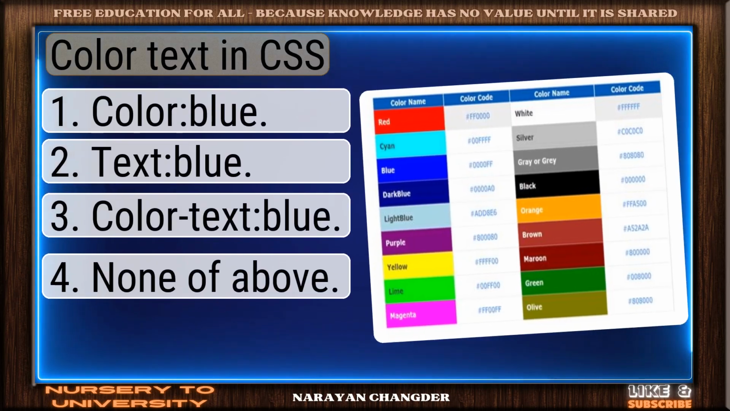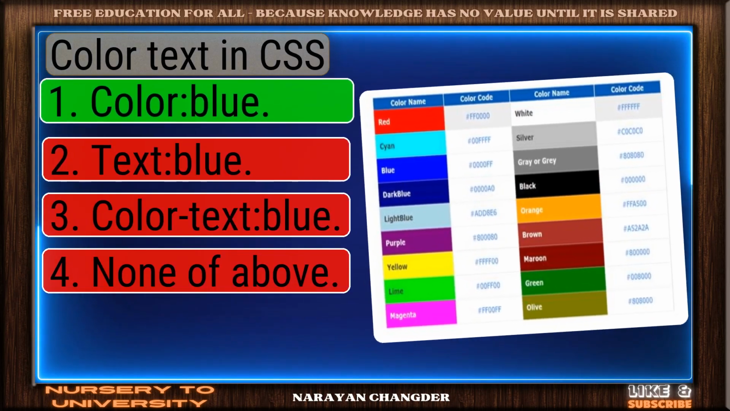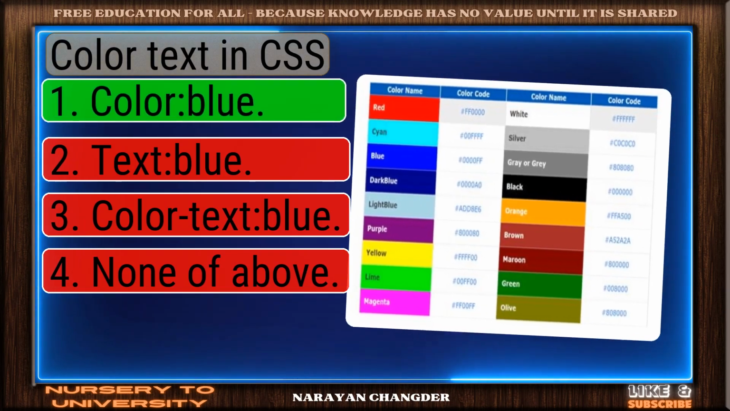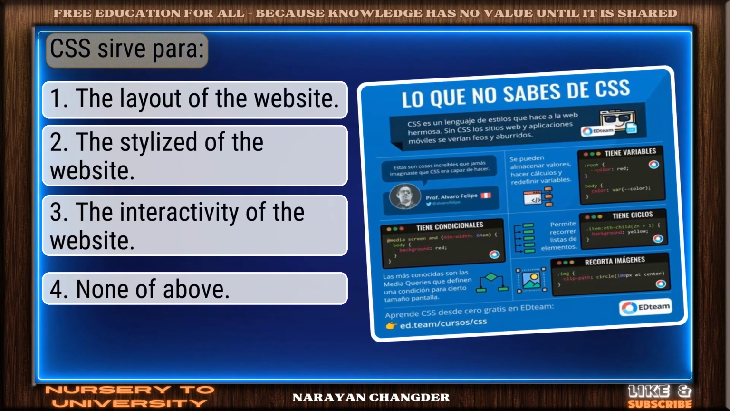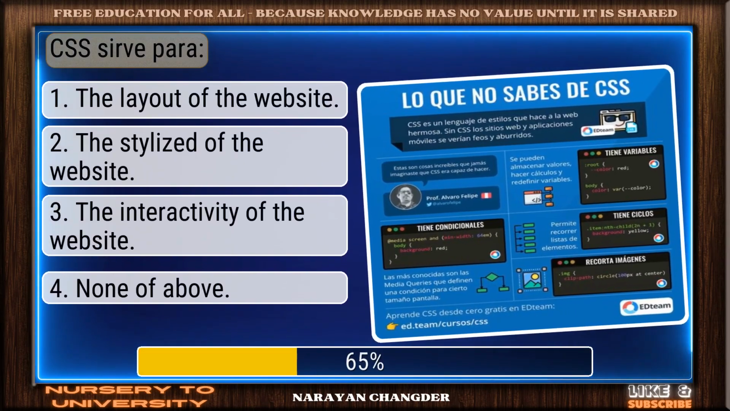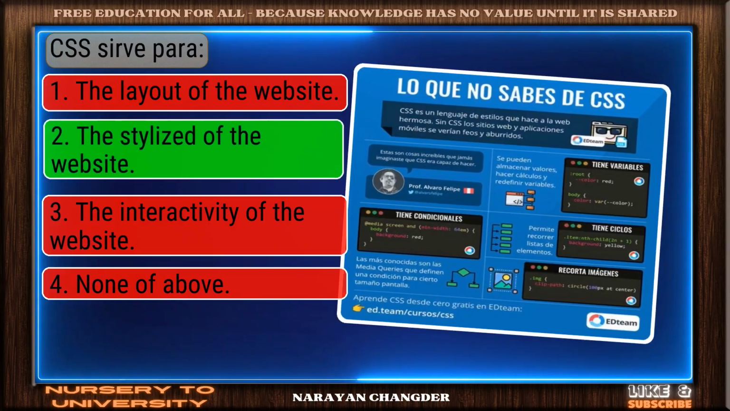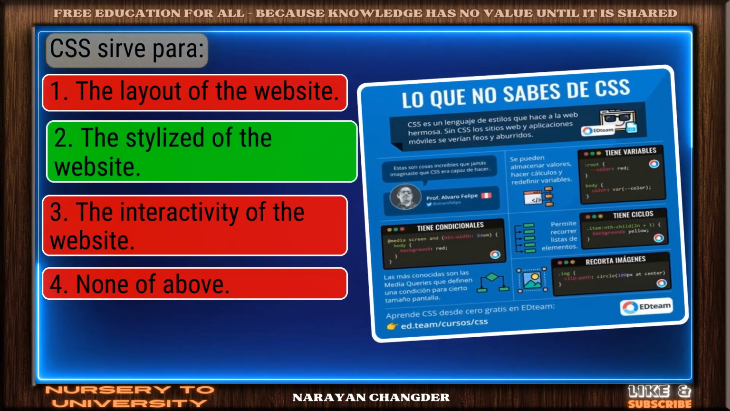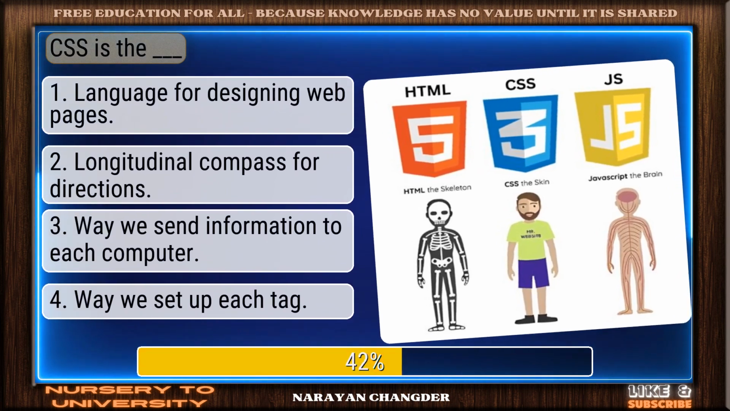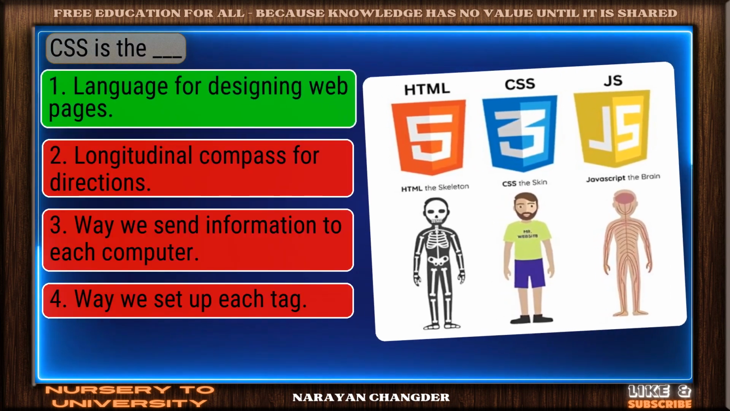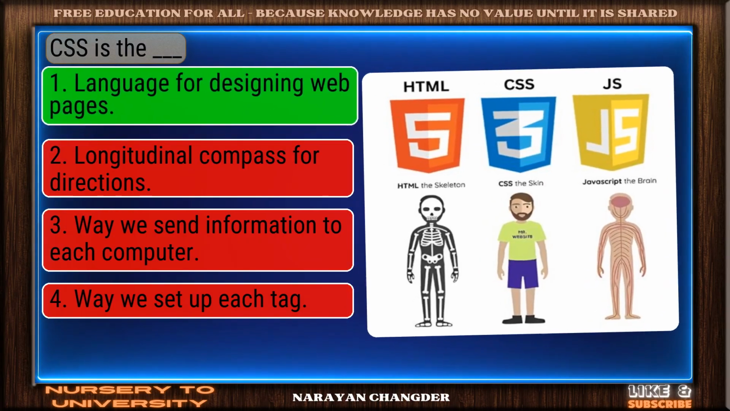Question number 76. Color text in CSS. Well picked. Color: blue is the correct answer. Question number 77. CSS serves para. Clear logic. Your choice, the style of the website, is sound and 100% true. Question number 78. CSS is the dash. Strong choice. Language for designing web pages is the right answer.